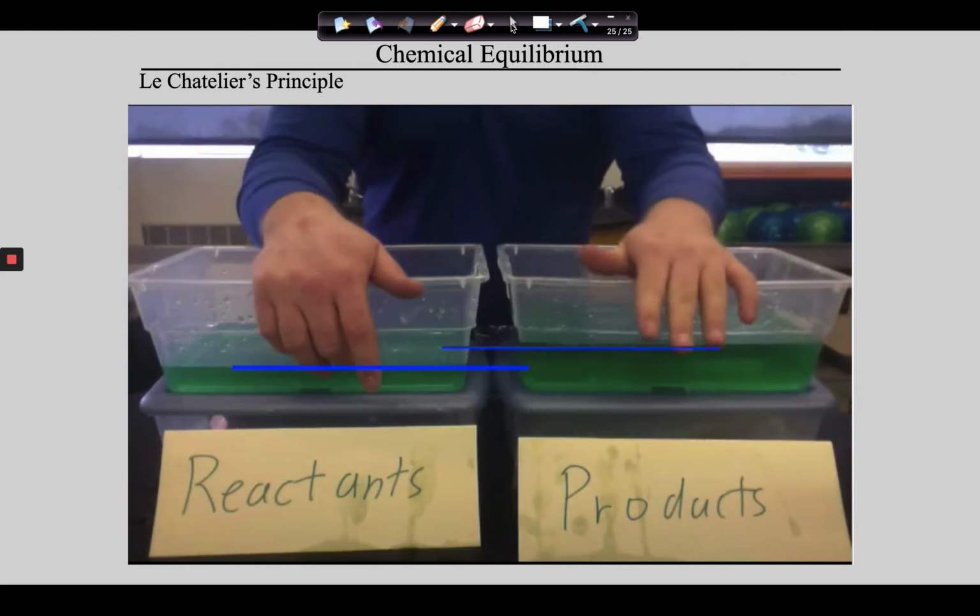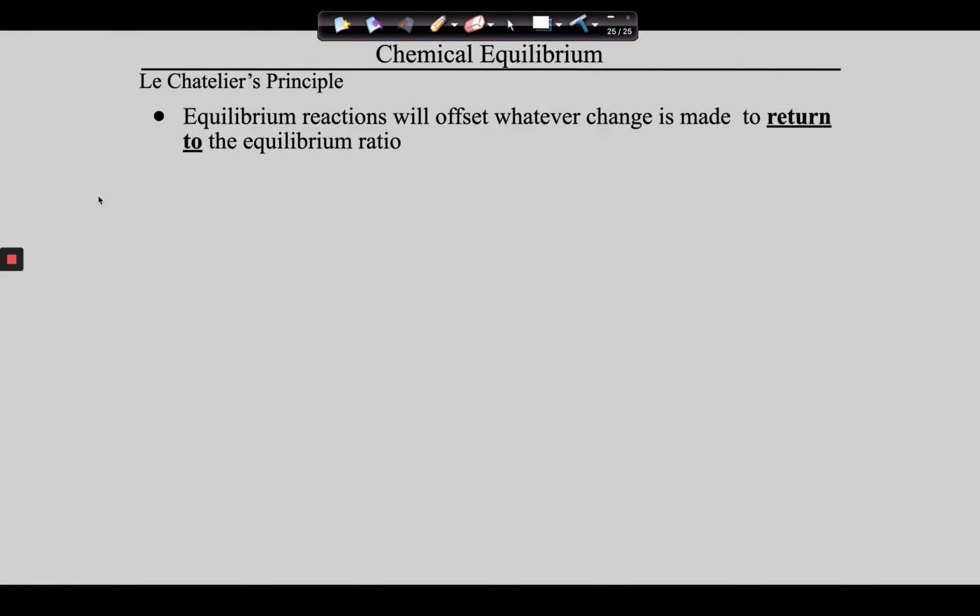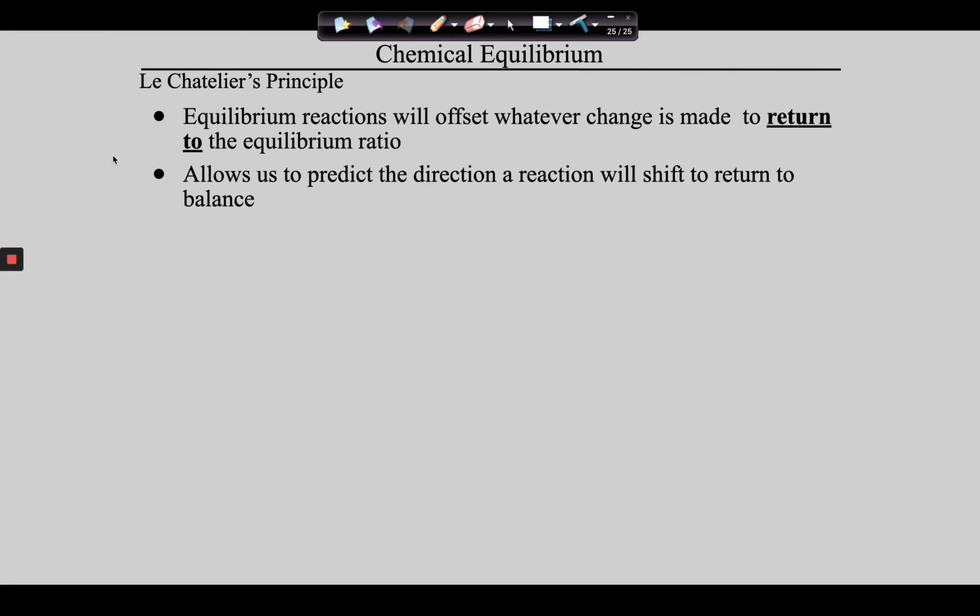Now guys, the name of that phenomenon is what we call Le Chatelier's principle. It says equilibrium reactions will offset whatever changes are made to them to return to their equilibrium ratios. This allows us to make predictions in terms of which direction reactions will shift in order to get back to equilibrium. Now guys, sometimes this can be a little bit difficult to follow, so there's a saying that you can use to make this easier. It says, same side does the opposite, opposite side does the same.